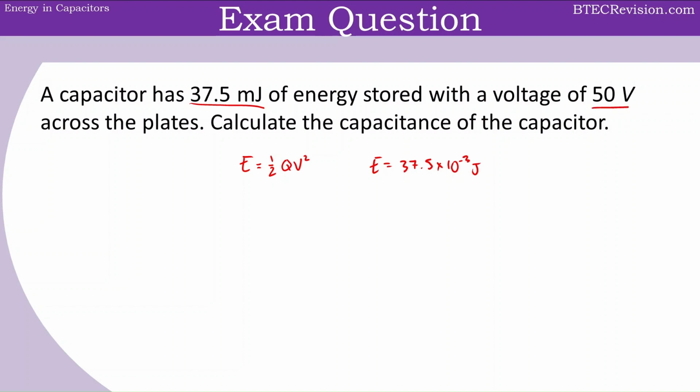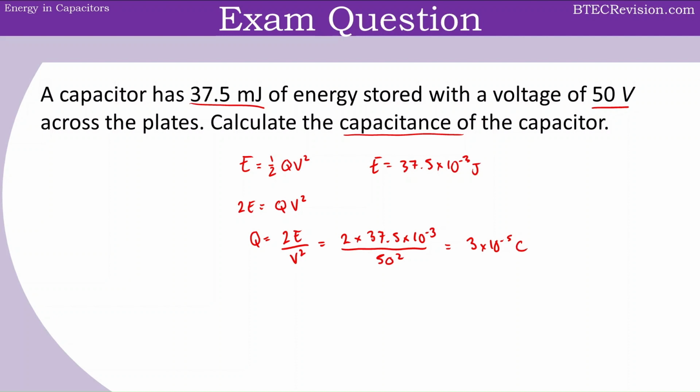So what we can do is work out the charge. Even though it's asking for capacitance, let's work out charge first. And we'll have to rearrange this equation for that. So that would be 2 times energy equals QV squared. Rearranging for Q gives us 2 times energy divided by V squared. Plugging in our values, 2 times 37.5 times 10 to the power of minus 3 divided by 50 squared. And this gives us a value of 3 times 10 to the power minus 5 coulombs.